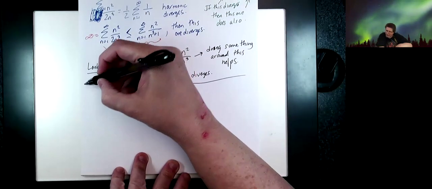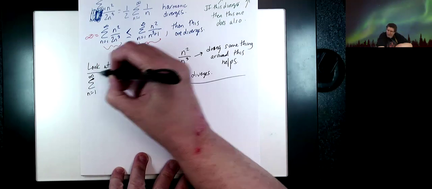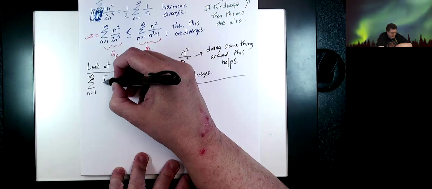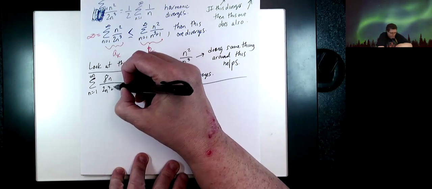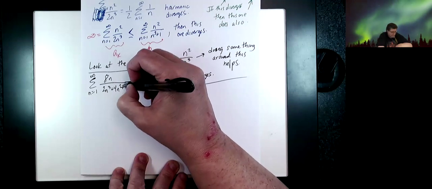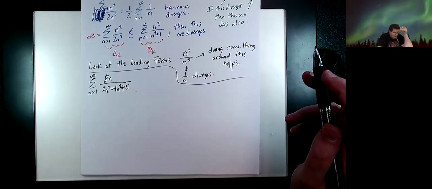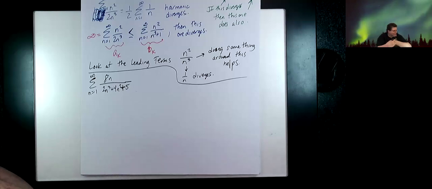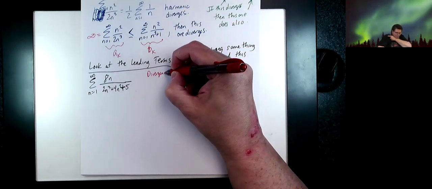So let's take a look at the sum from n equals 1 to infinity of 8n over 2n cubed plus 4n squared plus 5. I probably should have done this on the last one, and I didn't because I knew we were going to go into the comparison test. But the divergence test is always really quick and worth doing.